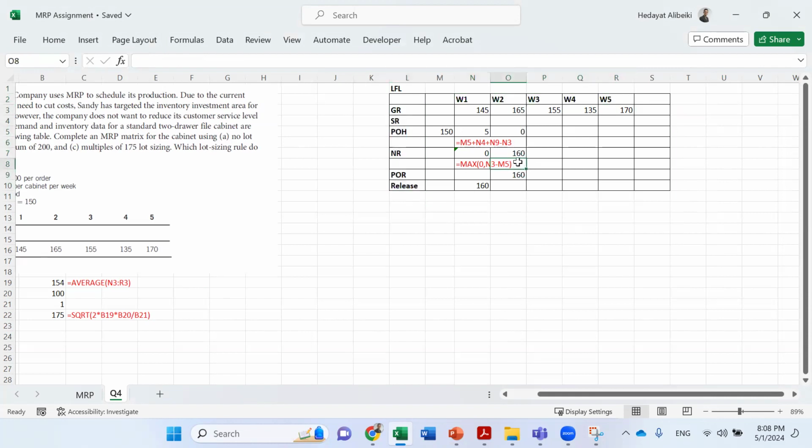Okay. Next period, net requirement is 155. I'm gonna order 155. I'm gonna release it 1 period before. Inventory is going to be 0. Next period, net requirement 135. Order 135. Release it 1 week before and move on.